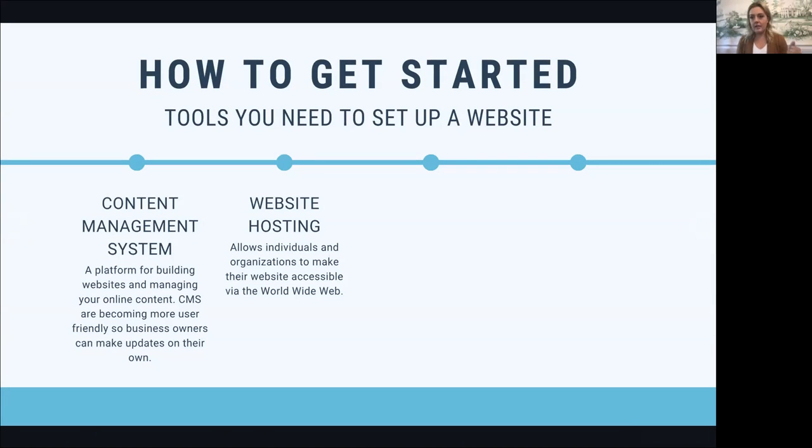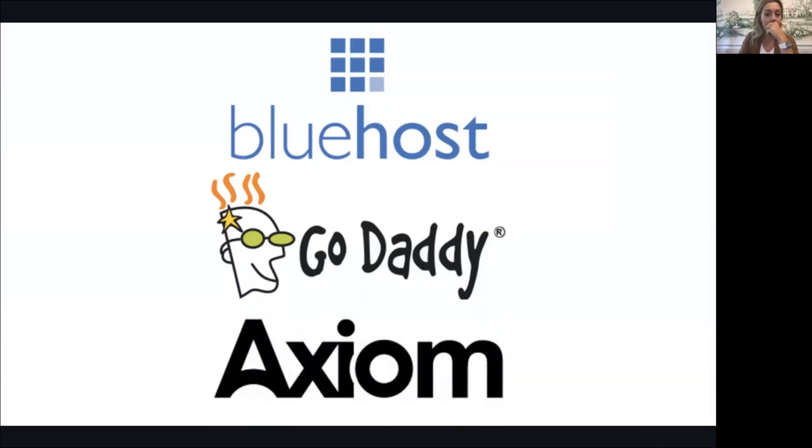Okay, the next thing you're going to do is you need website hosting. And hosting allows you to make your website accessible on the internet, okay? There are a couple of places that you can go to get website hosting. Bluehost, GoDaddy. I know that Axiom here in Machias was offering hosting. I'm not certain if they do that anymore, but yeah, they still do. Okay, Bluehost and GoDaddy are going to be your cheapest options for hosting.